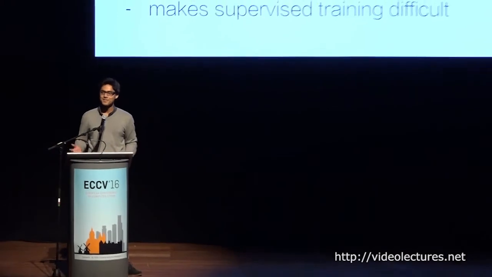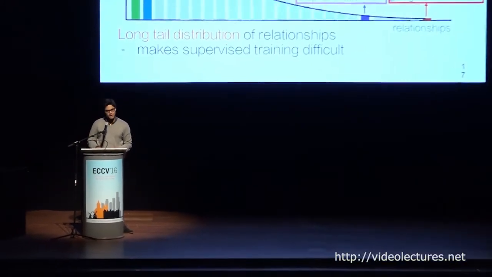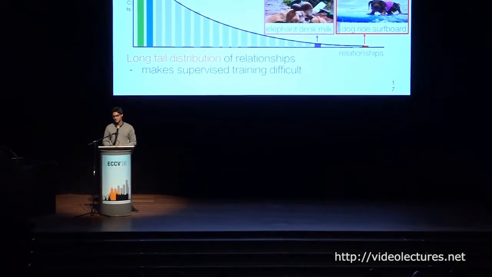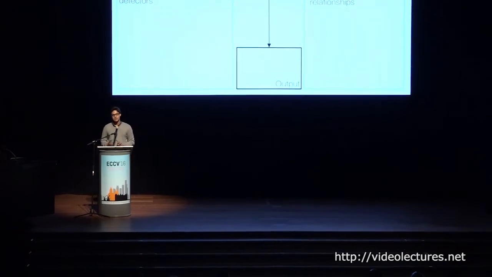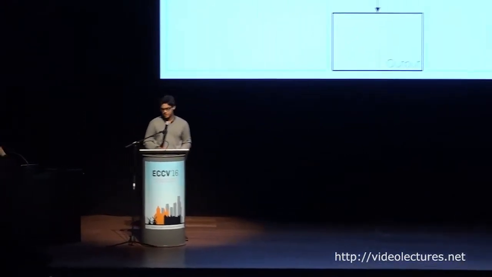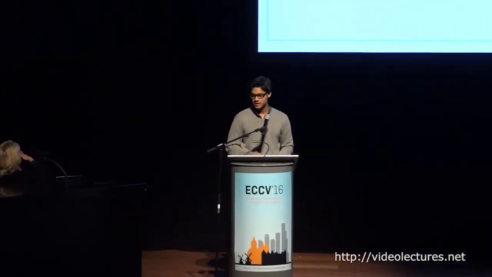Some relationships, like cars on the street and dogs riding skateboards, are very frequent in the dataset. And other relationships, like elephants drinking milk and a cute dog riding a surfboard, tend to be very rare. Now, this makes it very difficult to do supervised training because our models tend to prefer the common ones over the rare ones. So with these two observations in mind, we design our model to include two modules: the visual module, which will tackle the problem of quadratic explosion, and the language module that will tackle the problem of long-tail distribution. Now let's dive into this model.